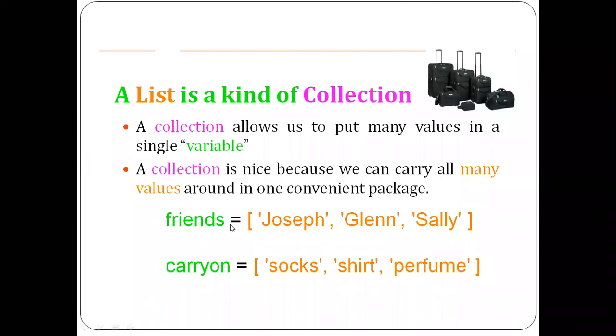We have one list called friends. There are three items here: Joseph, Glenn, and Sally, and this collection of values we generally call one list. And there is another one with socks, shirt, and perfume. This is another list which contains three items in it. One is socks, shirt, and the perfume, and the name of this list has been given as carry on, right?